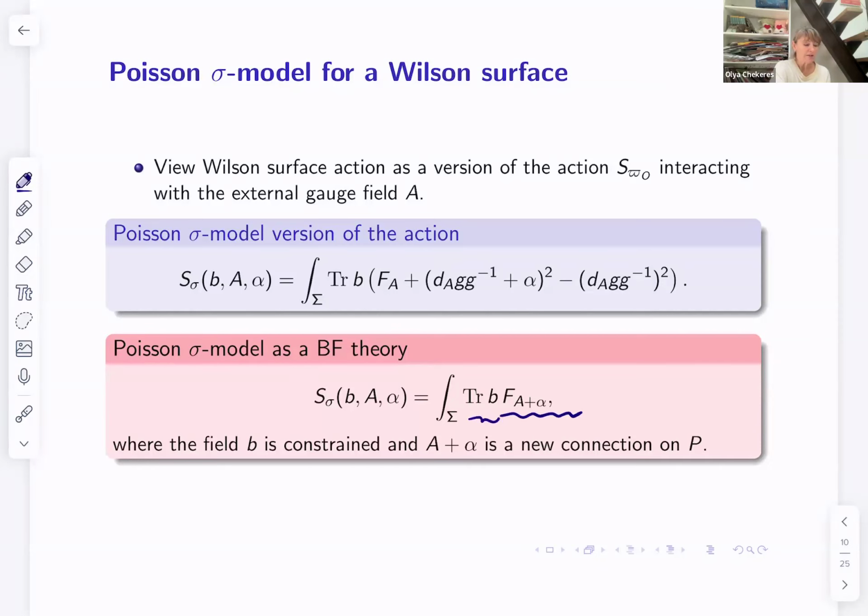Here, this gives us BF theory as well. And BF theory, Poisson sigma model with linear Poisson structure produces BF theory. This is what is expected. But now we have a modified connection. So this is another form of the action for the Wilson surface observable.